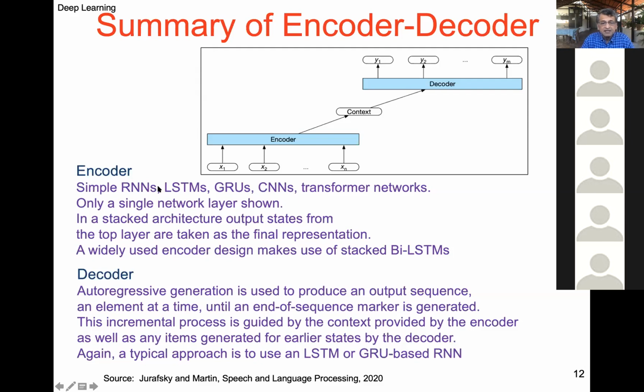And what does this slide say? It says simple RNNs, LSTMs, GRUs, even convolutional neural networks could be used, and it could also be transformer networks. We'll see what those are. Only a single network layer is shown. There could be several layers, encoder, encoder, encoder. In a stacked architecture, output states from the top layer are taken as the final representation. So you can go from words to the next level to one more level, just like we have seen in CNNs. We can have several levels of processing, which is summarizing the information well.